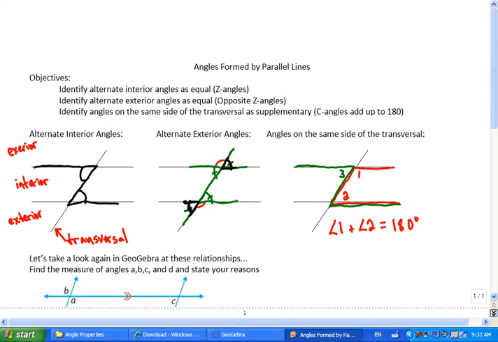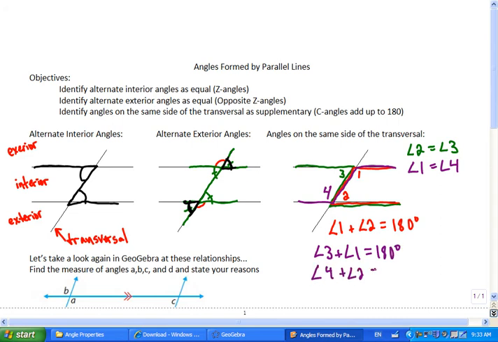So if I draw the Z angle that we already talked about, I know that angle 2 equals angle 3. Okay. And if I draw the other Z angle in this picture, which goes this way, then angle 1 equals angle 4. And I know that angle 3 plus angle 1 is a straight line, and so is angle 4 plus angle 2 a straight line.